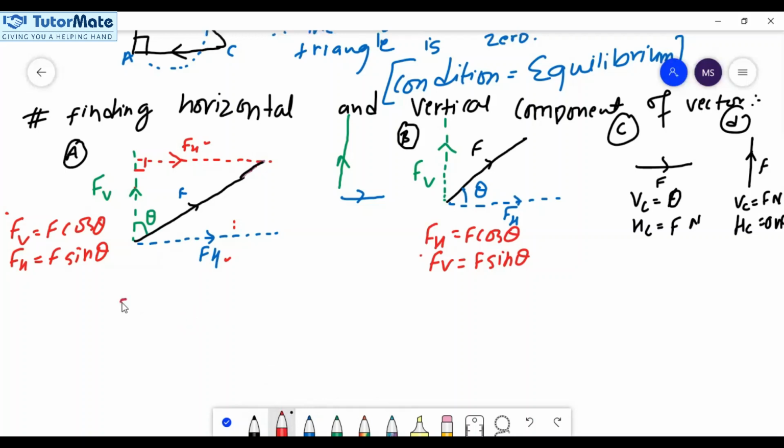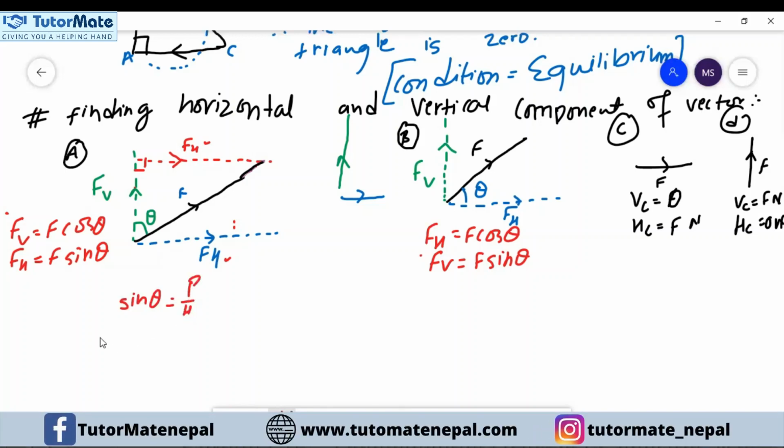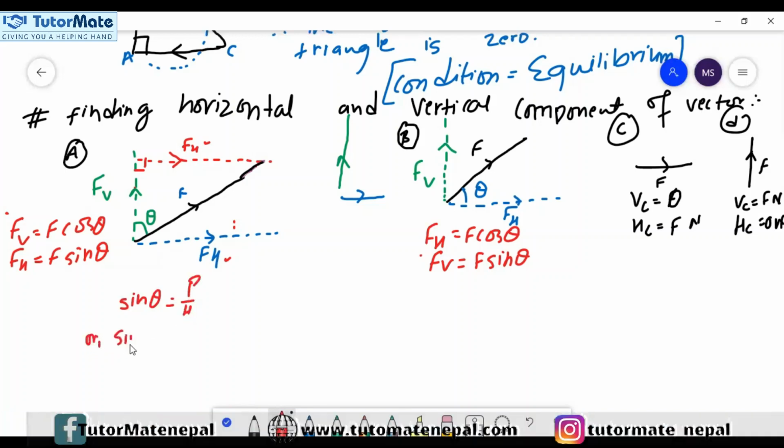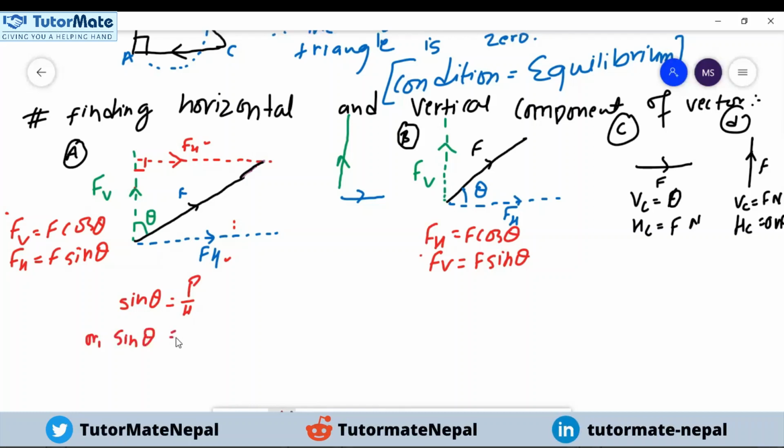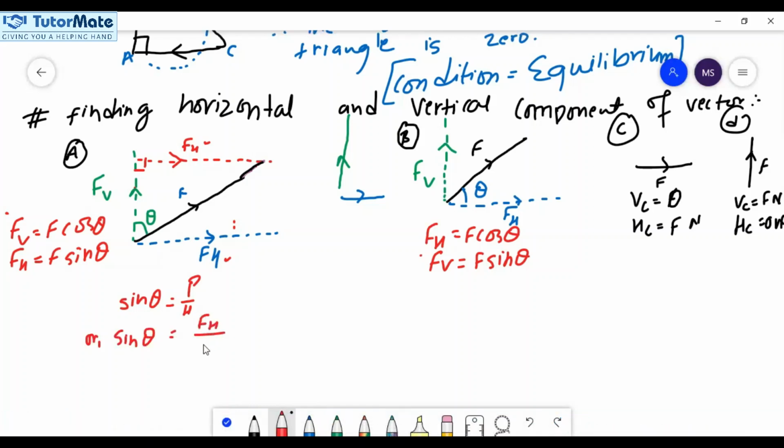Now sine theta, what is sine theta? Let's use some trigonometric ratio. Sine theta is P by H, right? What is P here? In that triangle above, P is Fh and H is F Newton. So Fh is equal to what do I get? It is F sine theta.